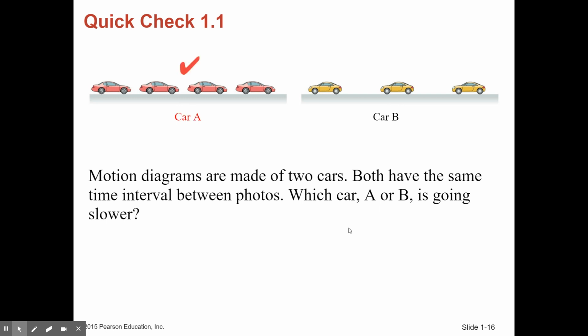And car A would be correct. All right, again, if you think about it, the distance between here is a lot, which means they cover more distance in 1 second. Here you're covering less distance in the same amount of time, so therefore it has to be going slower.